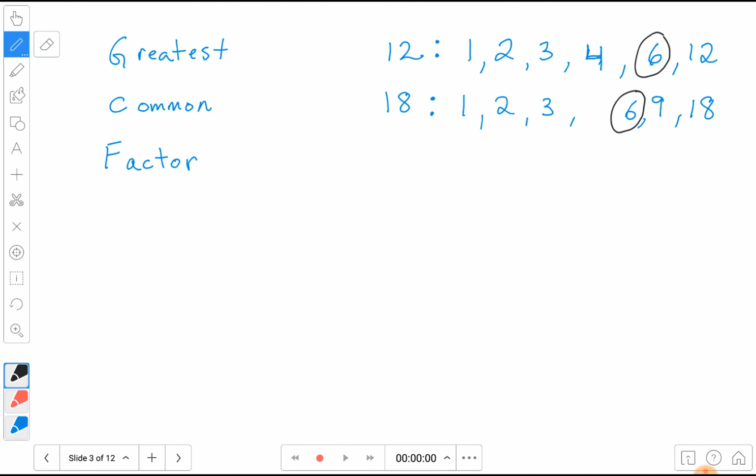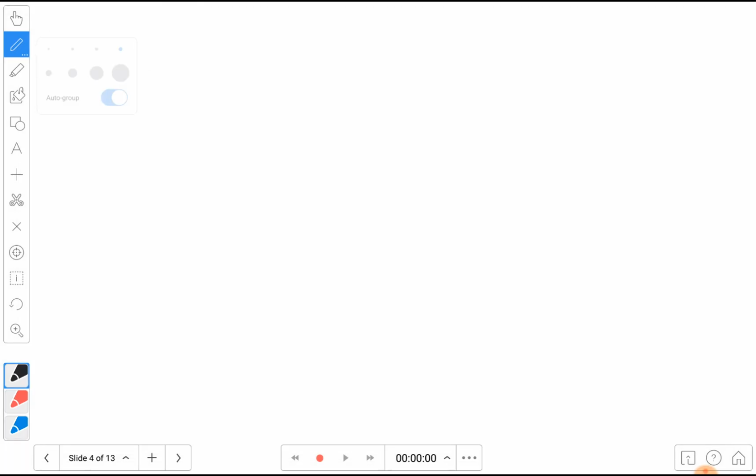So we use greatest common factors a lot with fractions. We will use them to bring them down to their lowest form. So for instance, let's say I had the fraction 6 over 8, and I want to reduce this to its lowest form. Well, they're both even, and I can divide them both by 2. So I could divide by 2 and get 3 over 4. This is 6 over 8 reduced to its lowest form.